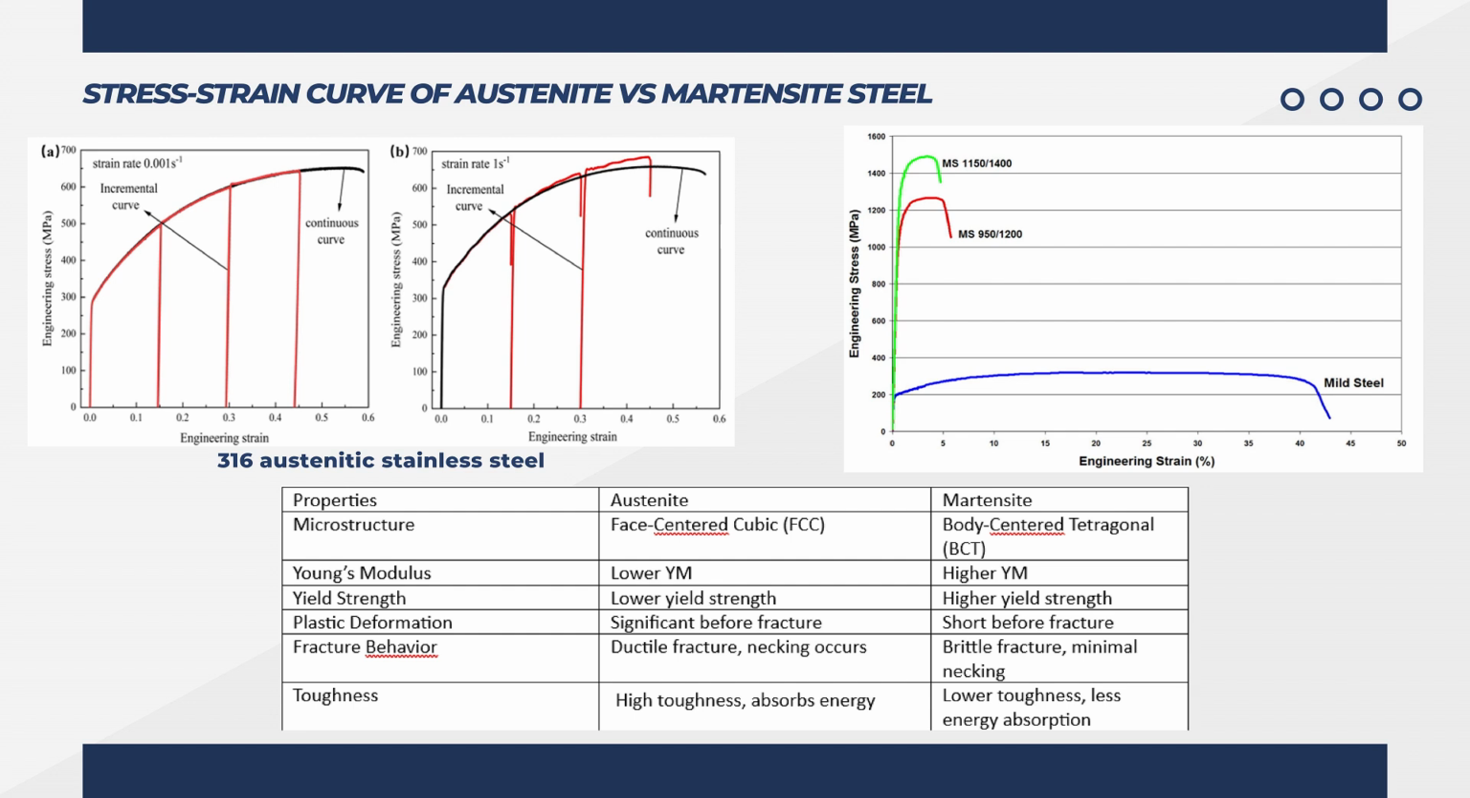And the fracture behavior between austenite and martensite is different, where austenite, due to its ductile nature, will neck before fracture, compared to the martensite steel, which is brittle, therefore minimal necking will occur. Lastly, from the toughness property, austenite has a high toughness, therefore being able to absorb energy, compared to martensite, which has a lower toughness, therefore being able to absorb less energy.